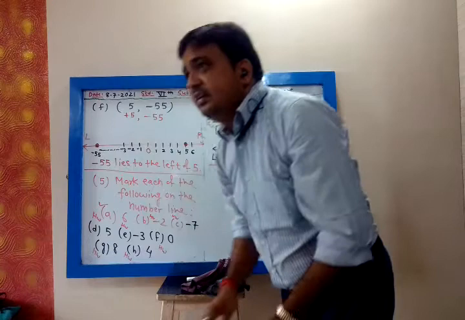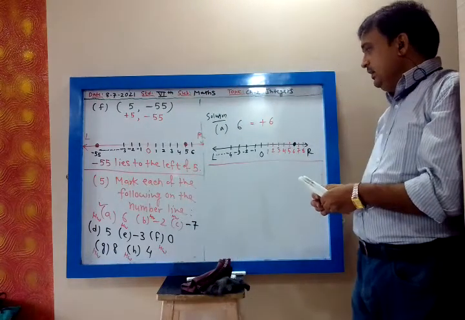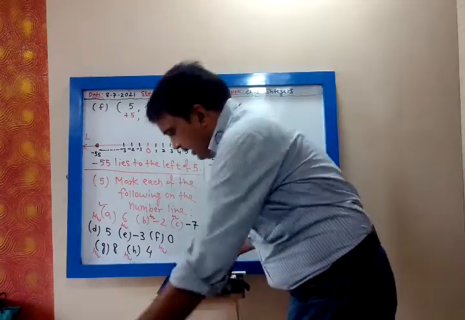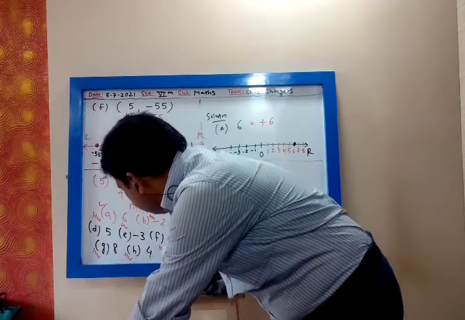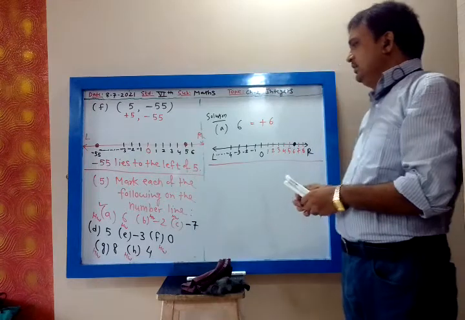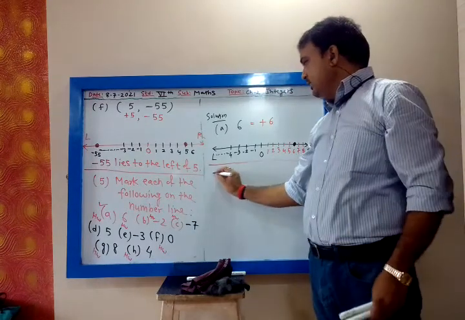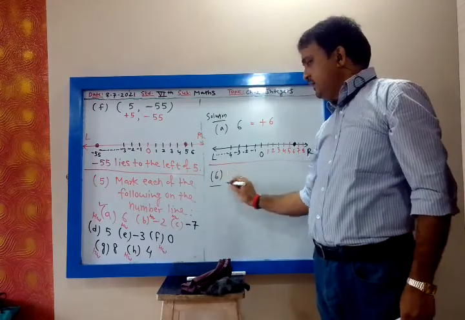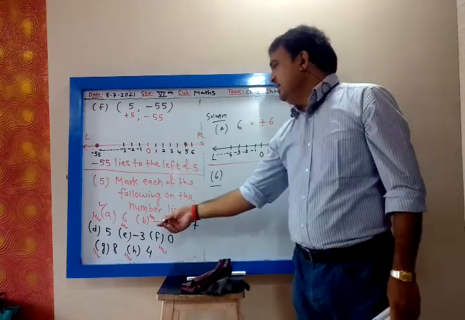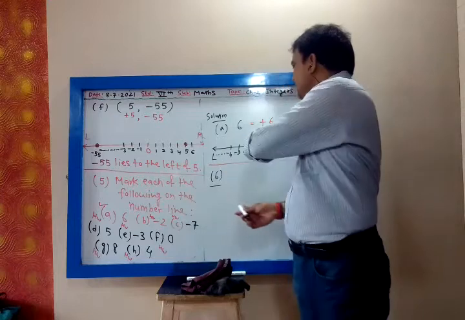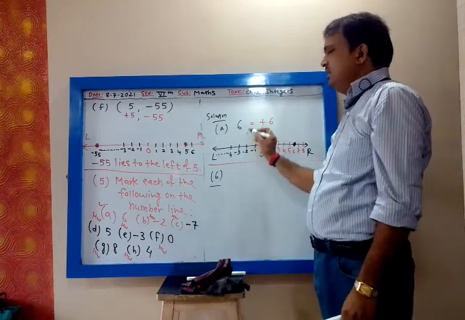Only no. B, C, D, E, F, G, H, all are homework, except A. All are homework except A. Now 6th question. My dear, -2 you can easily plot on this side. This is my -2, that's all.